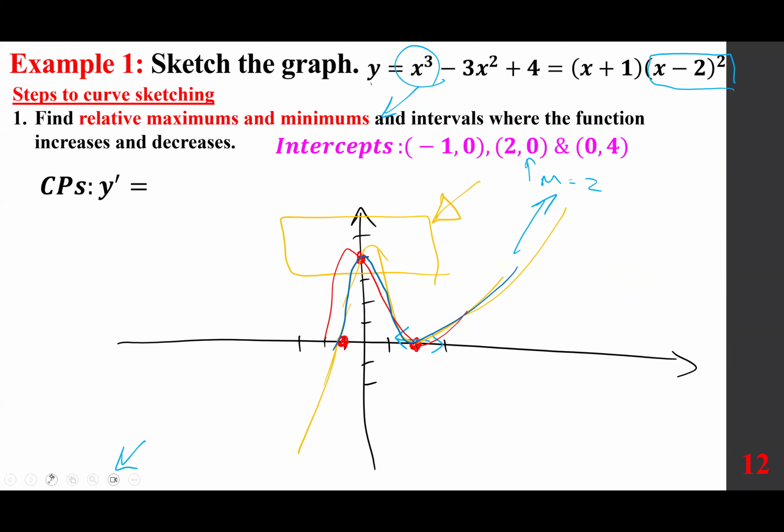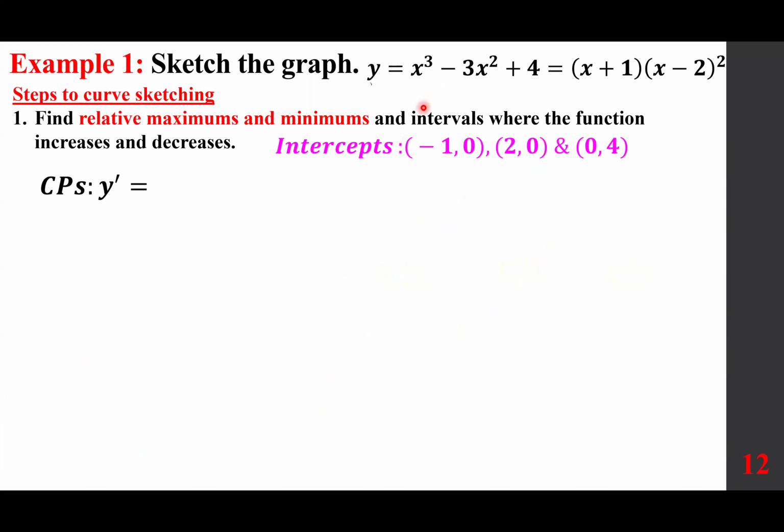To do so, let me erase my work. Y prime is 3x squared minus 6x. To set it equal to 0, we factor 3x out. So 3x times x minus 2 equals 0. And of course, this means x is 0, x is 2.